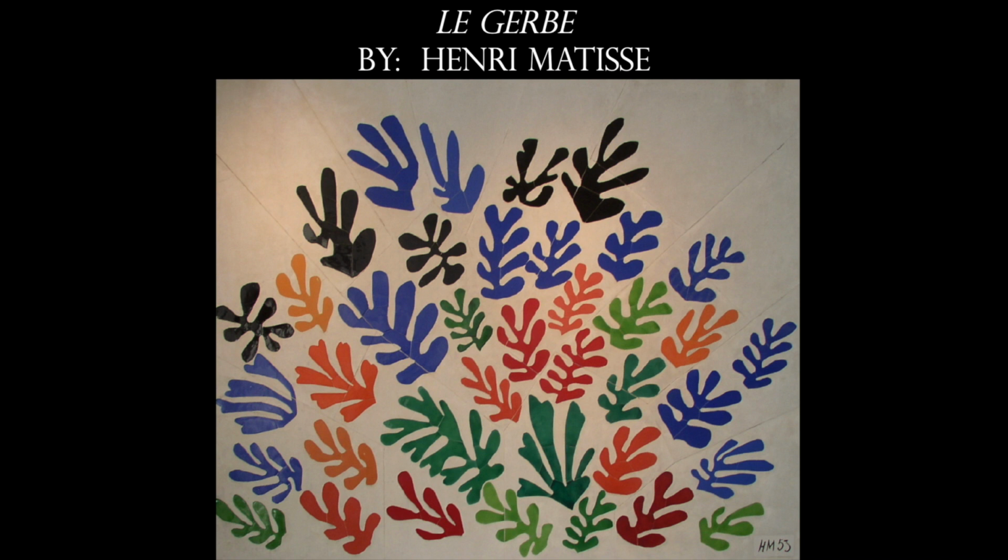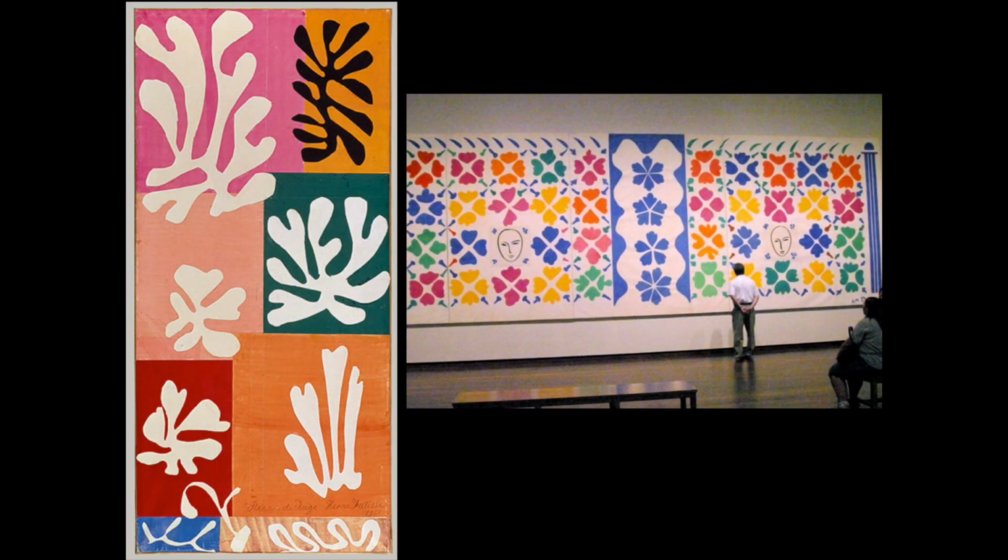This is on tile, and this is from the Los Angeles County Museum of Art. And you can see how large these works are. They're absolutely gigantic. And Matisse does this for roughly the last 4 or 5 years of his life.